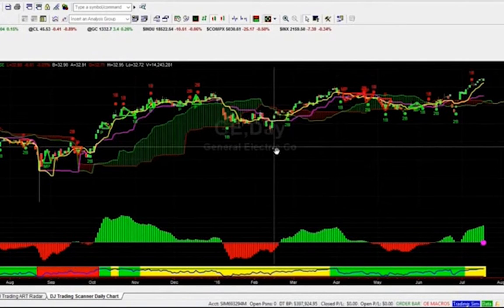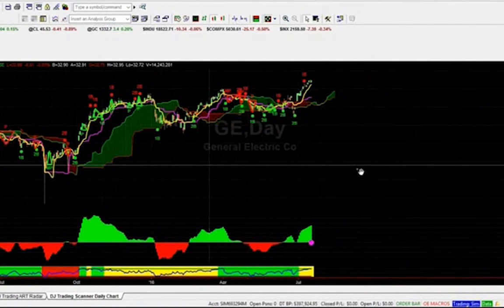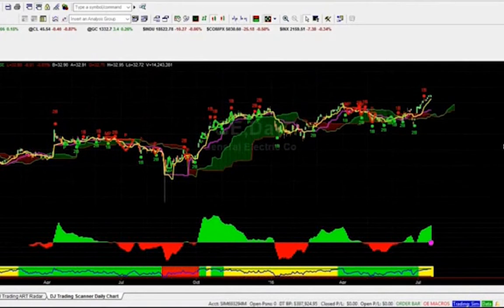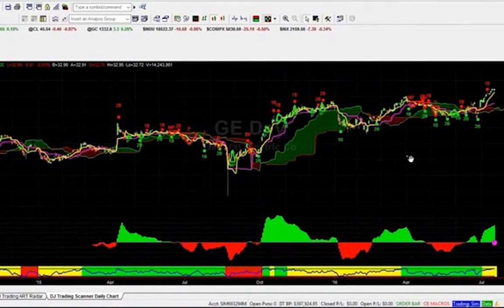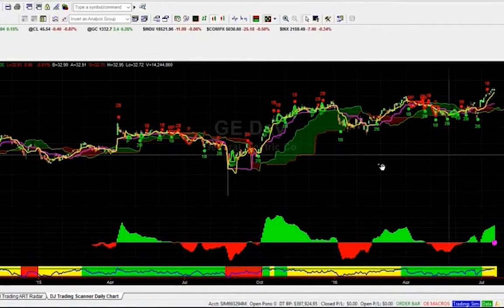Okay, GE's a great company, but right now it's not a great chart because there have been 5 waves already. Just to make it simple, this was 3, this was 4, and this is 5 working itself out. So this uptrend is underway.